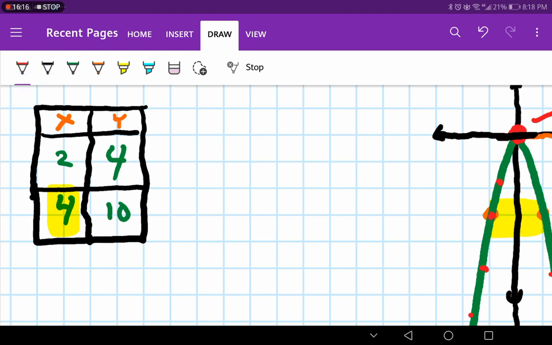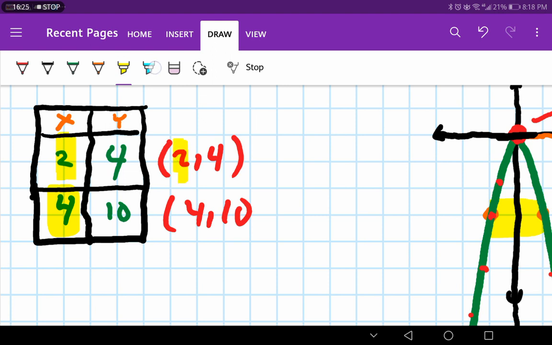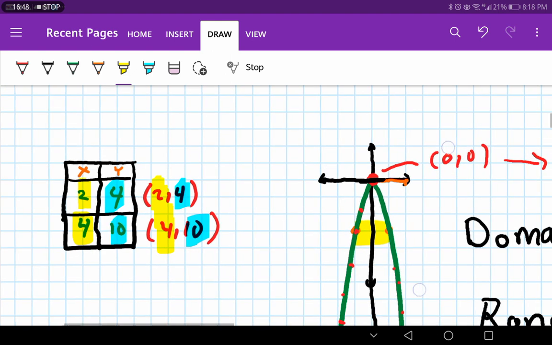Now I have 2 and 4, and 4 and 10. From where do you get these numbers? This for this, and this for this. And you remember this: this number is left or right. Positive is for right, and negative means you have to move left. Let us start.